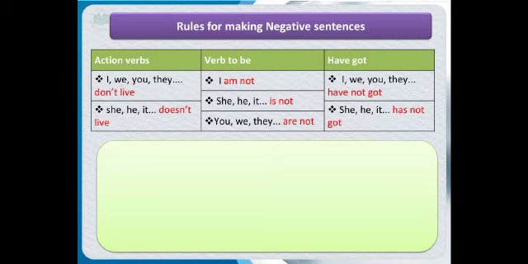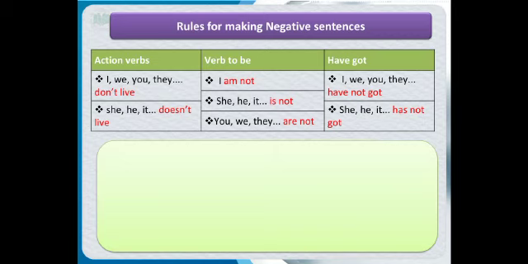Doesn't and then the first form of the verb. If you have noticed, we are not using s with the first form of the verb here. It is live, not lives, because we have already used doesn't in this sentence. Verb to be.